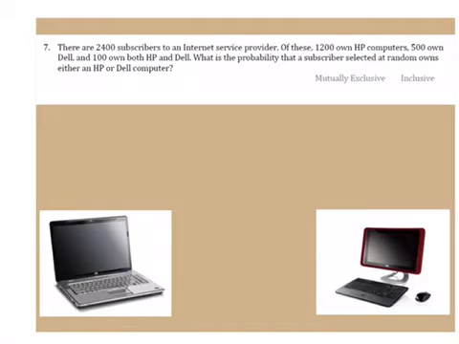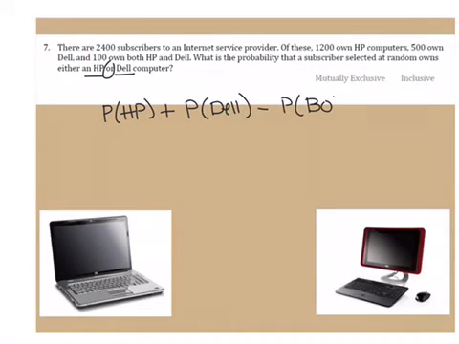Example number 7: there are 2,400 subscribers on an internet service provider. Of these, 1,200 own HP computers, 500 own Dell, and 100 own both HP and Dell. What is the probability that a subscriber selected at random owns an HP or a Dell? So, "or" again, I'm adding and subtracting. So I'm going to do the probability of HP plus the probability of my Dell, and then minus the probability of both, having both.